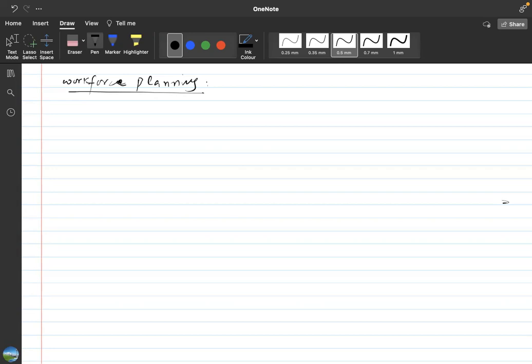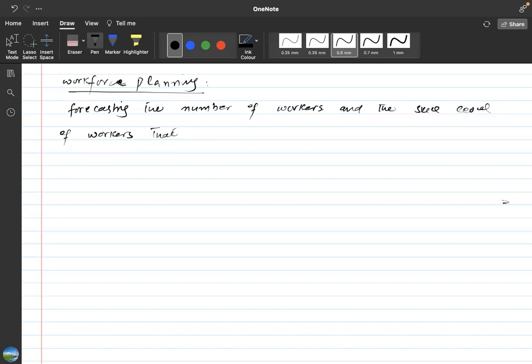So workforce planning is basically forecasting the number of workers and the skill level of workers that is required by the organization to achieve the organization's objective.